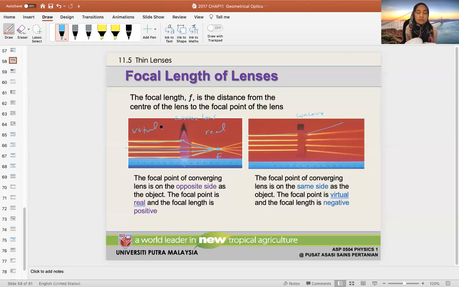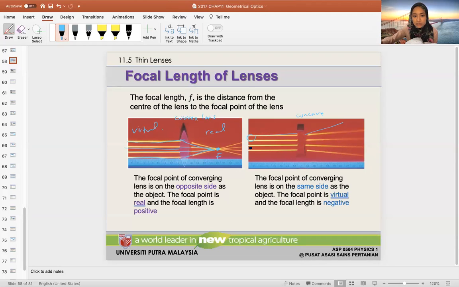It's terbalik dengan mirror. For a mirror, in front of the mirror was real, and at the back of the mirror was virtual. For a lens, because light is supposed to go through, light is real at the back of the lens and light is virtual if it's in front of the lens. So terbalik. The focal point of a converging lens is on the same side as the object.